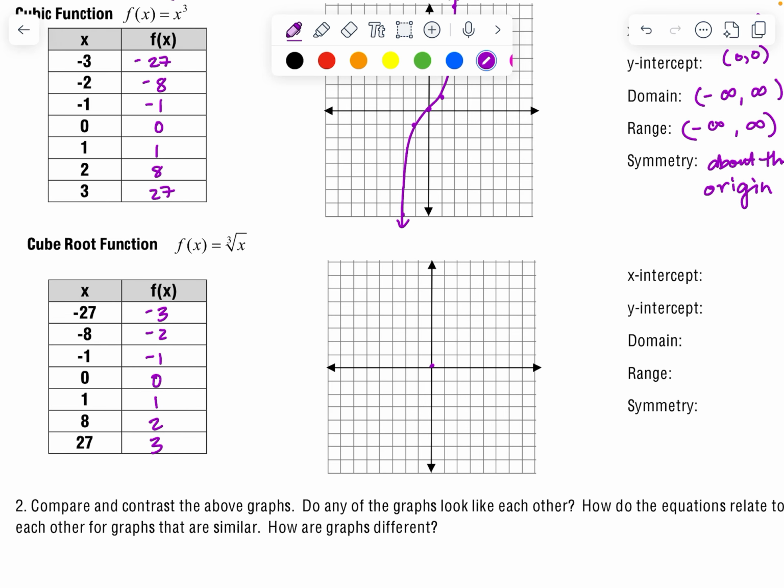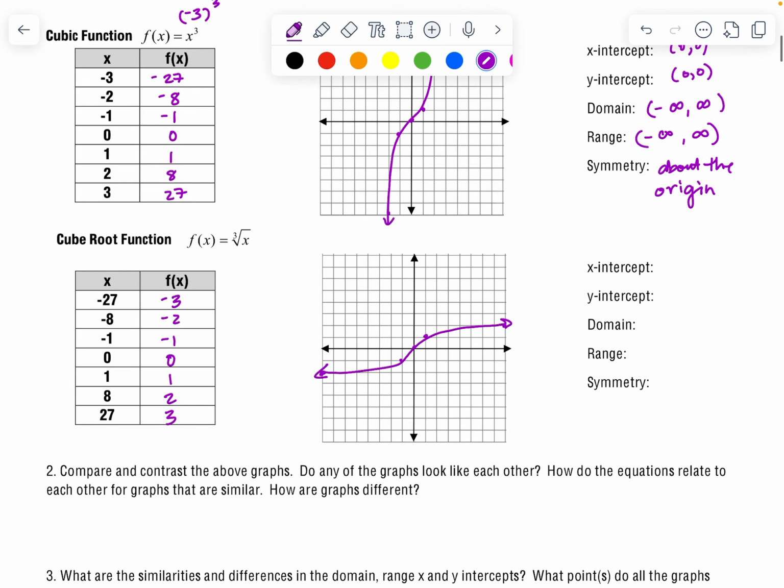(0, 0), (1, 1). I'm sorry, (8, 2). I'm sorry, x is 1. Yeah, (1, 1). And then (8, 2), (1, 1), and then negative 8. And we get this kind of graph. So this is our parent function for cube roots.